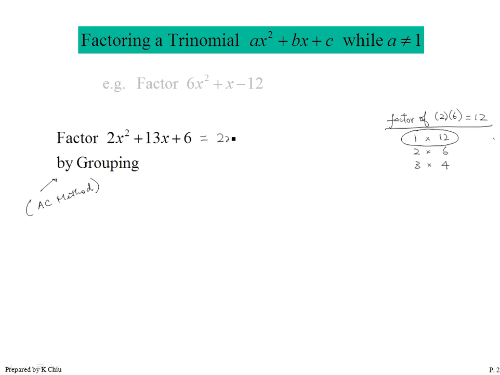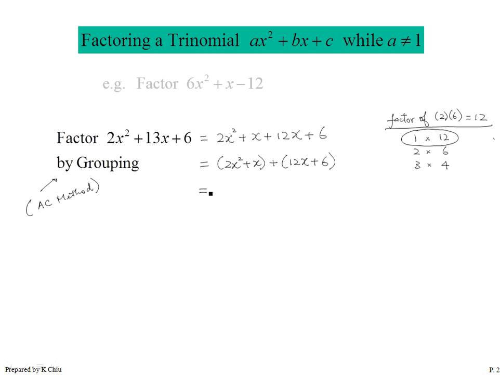So the first term stays the same. 2x squared plus the 13x, I make it x plus 12x, plus the last term, which is 6. So the trinomial becomes a 4-term polynomial. And now we have 4 terms. Hey, this is like what we did in the previous section. We can do that by grouping. So I am going to group the first 2 terms together, plus, I'm going to group the last 2 terms together. And remember the second group, the parenthesis will begin after the plus.